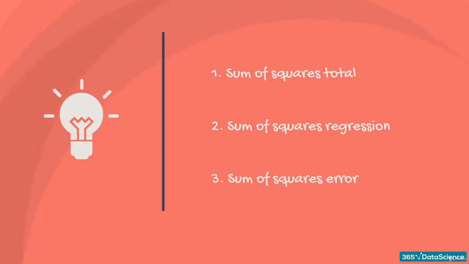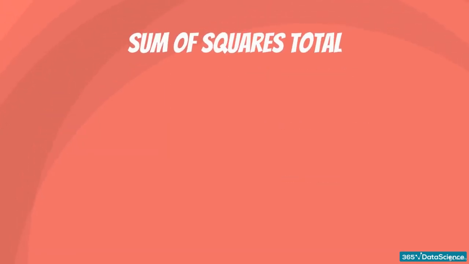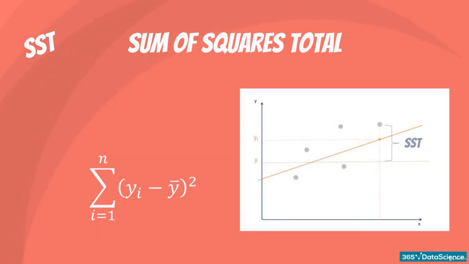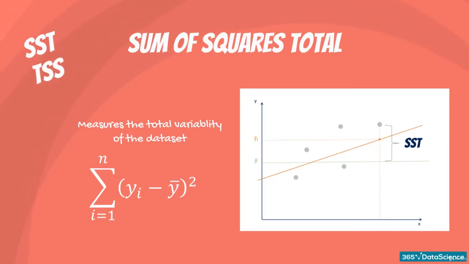of squares error. The sum of squares total, denoted SST, is the squared differences between the observed dependent variable and its mean. You can think of this as the dispersion of the observed variables around the mean, much like the variance we saw in descriptive statistics. It is a measure of the total variability of the dataset. Here, I must say that another notation is TSS, or total sum of squares.